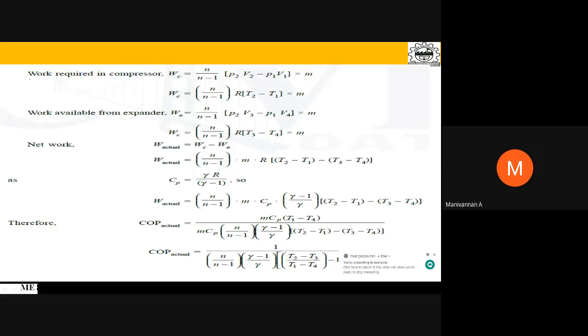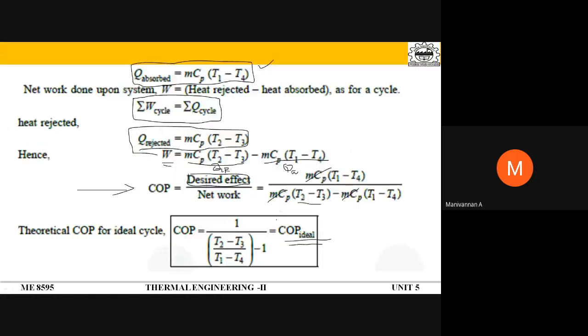Work required in the compressor. So if it is an actual refrigeration cycle, this is a theoretical refrigeration cycle. We have calculated the COP. COP is nothing but the desired effect to the network. So if you do it in an actual refrigeration cycle, what is the deviation that we will have?